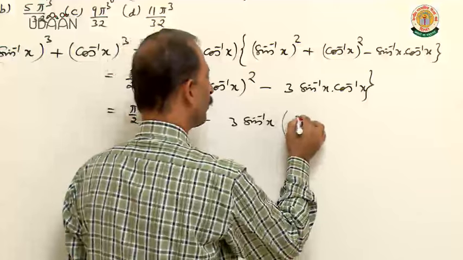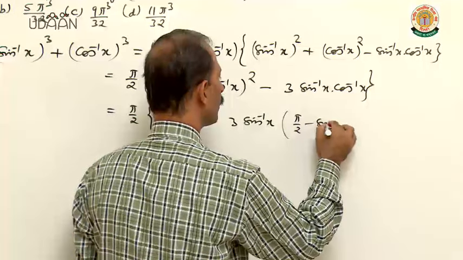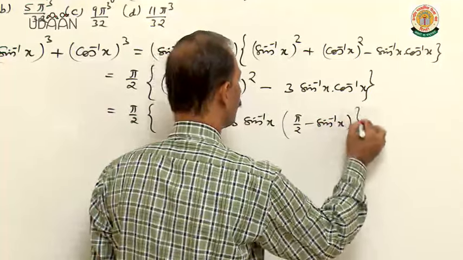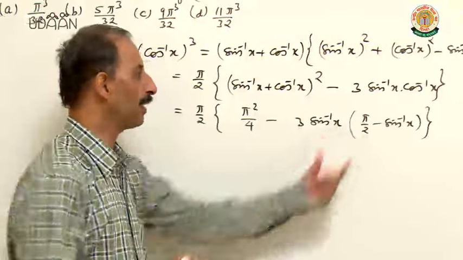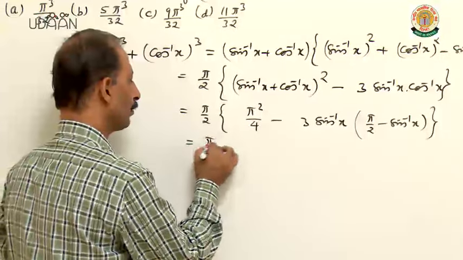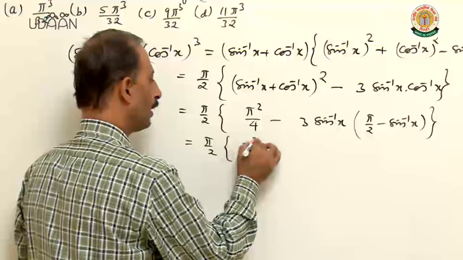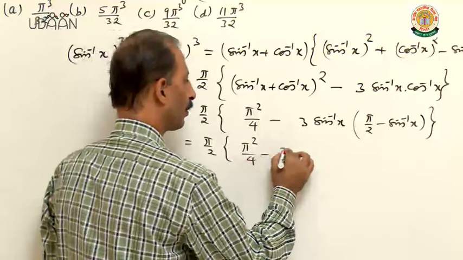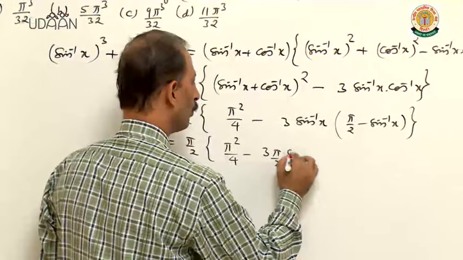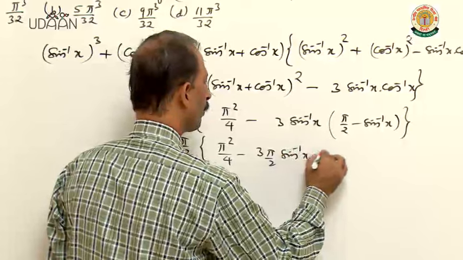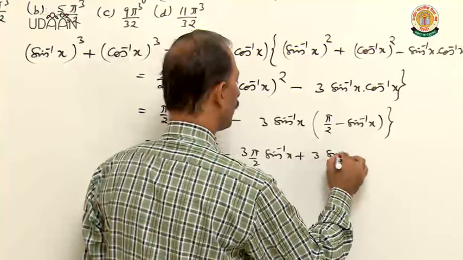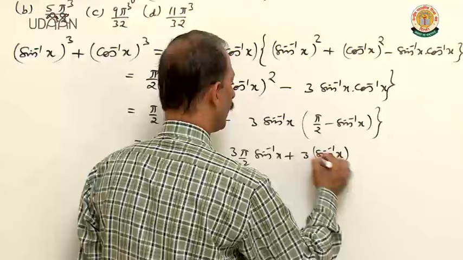You can write cos inverse x as pi by 2 minus sin inverse x. Simplify this bracket. How much are you getting? Pi square upon 4 minus 3 pi by 2 sin inverse x plus 3 times sin inverse x whole square.